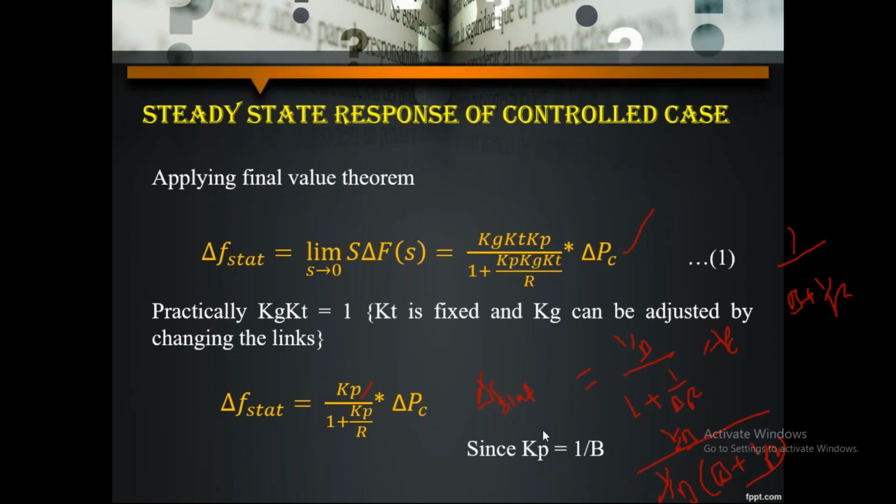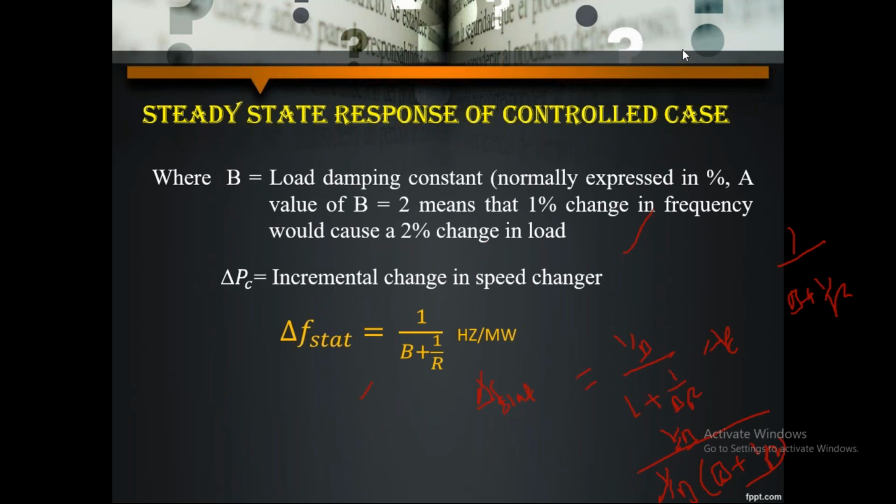Now after substituting that Kp is equal to 1 by B, you will get the equation like this: 1 divided by B plus 1 by R. In this case, the B value is the load damping constant. We already said that a 2% change in the load will make a 1% change in the frequency. And delta PC is the incremental change in the speed changer, and delta F stat is equal to 1 divided by B plus 1 by R into delta PC.